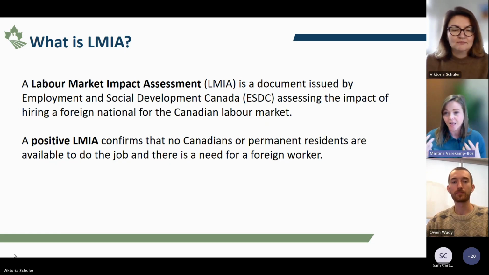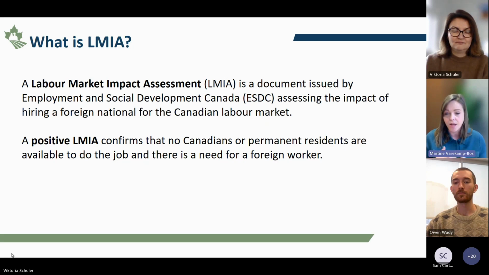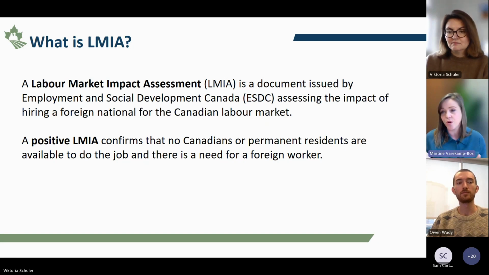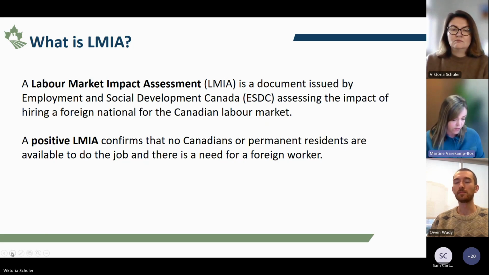So what is an LMIA? An LMIA is really permission for you, the employer, to hire a foreign national or several foreign nationals for a very defined position. A positive LMIA confirms that no Canadians or permanent residents are available to do the job, and that there is indeed a need for a foreign worker. LMIAs can be for a seasonal position under the seasonal program, or seasonal under the regular agricultural program. Otherwise, you can ask for an employment period of up to 2 years. The high wage stream is up to 3 years.